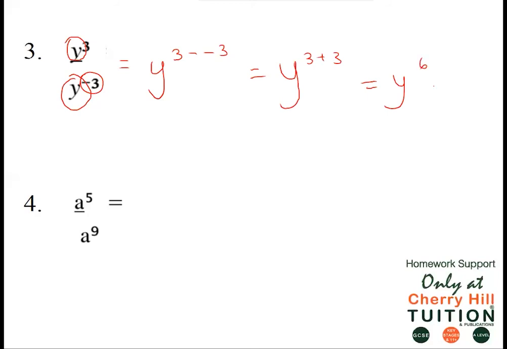Okay? And question 4, we have a to the power of 5 divided by a to the power of 9. So the base numbers are the same. So we can take the powers away. So a to the power of 5 minus 9, which is a to the power of minus 4. Okay, so it seems quite straightforward. Pause the video and try the questions on your own again and check if you get the same answer as me.